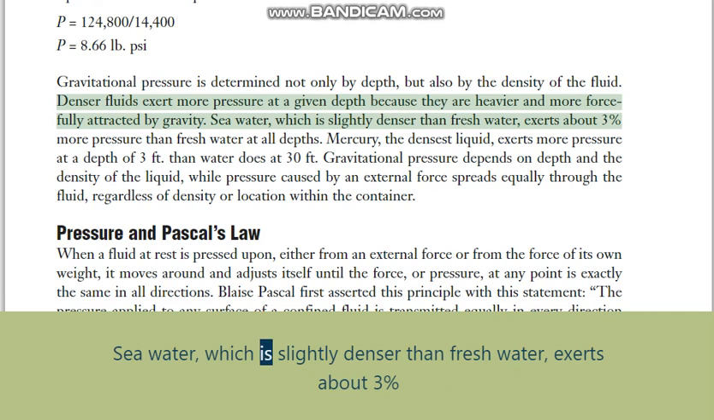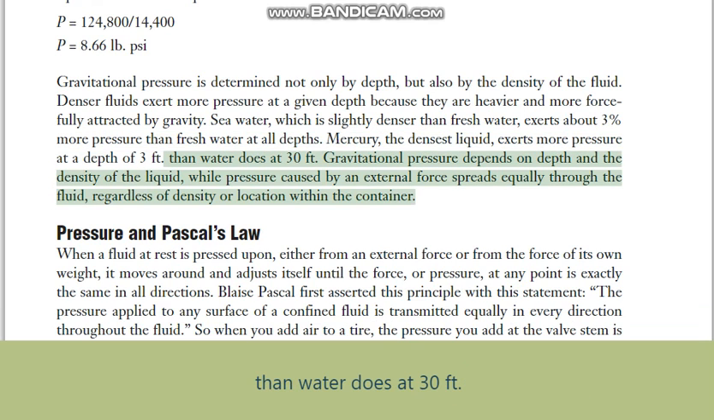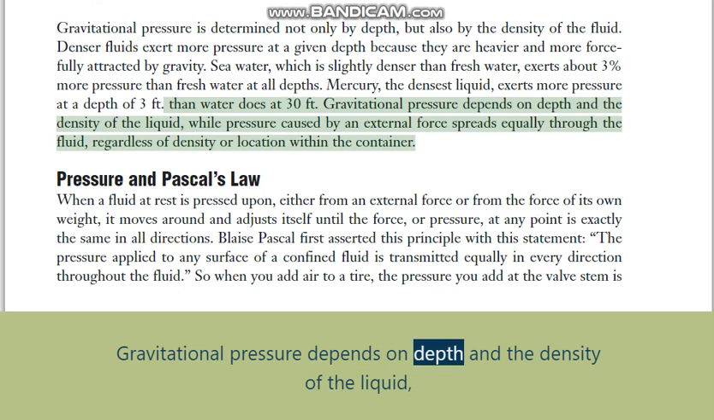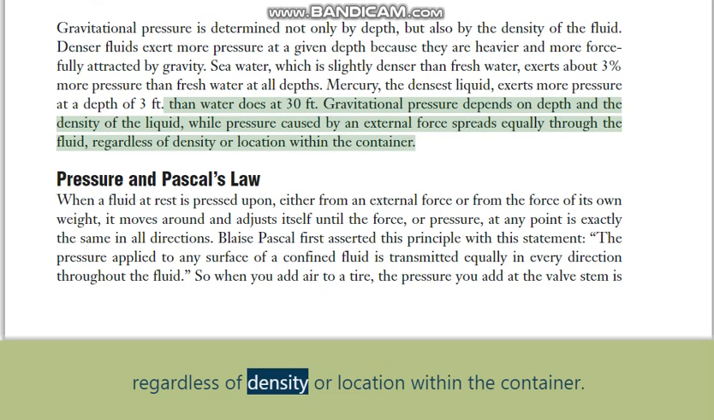Sea water, which is slightly denser than fresh water, exerts about 3% more pressure than fresh water at all depths. Mercury, the densest liquid, exerts more pressure at a depth of 3 feet than water does at 30 feet. Gravitational pressure depends on depth and the density of the liquid, while pressure caused by an external force spreads equally through the fluid, regardless of density or location within the container.